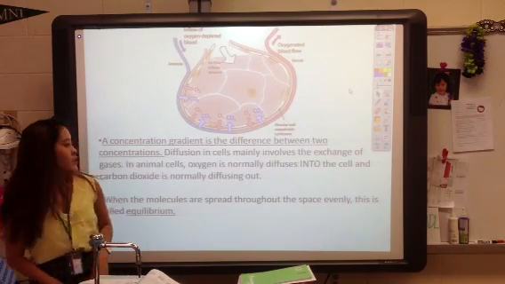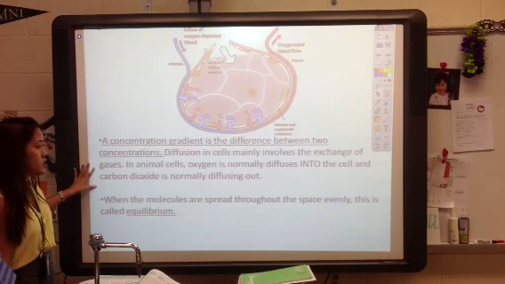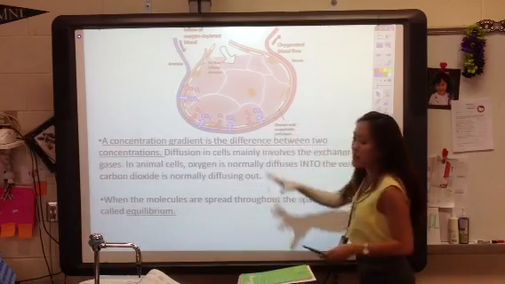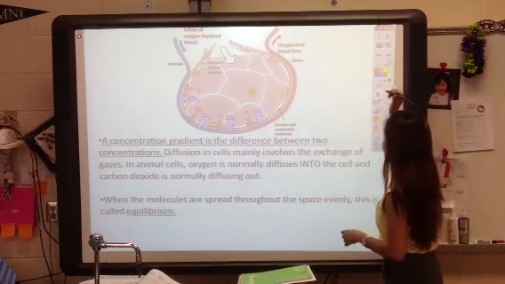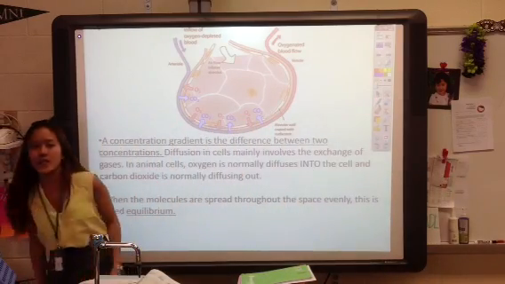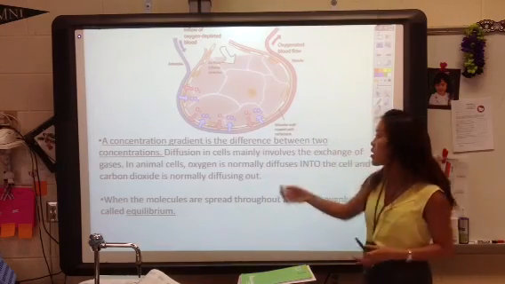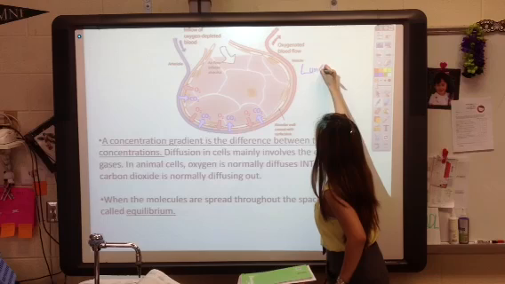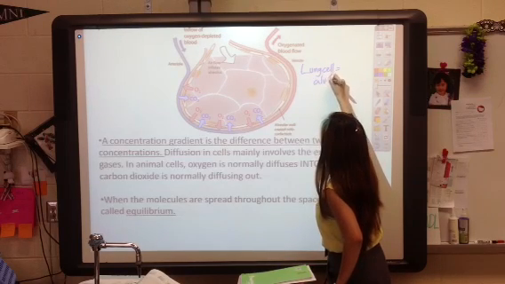Okay? So a concentration gradient is the difference between two concentrations. Where is the high and where is the low? For example, in this next picture that we have, this is a picture of a lung cell. And for the lung cell, what are things that are going to need to move in and out of that cell? Well, oxygen and carbon dioxide. So we'll want to go ahead and name lung cell. The name of this is an alveoli.